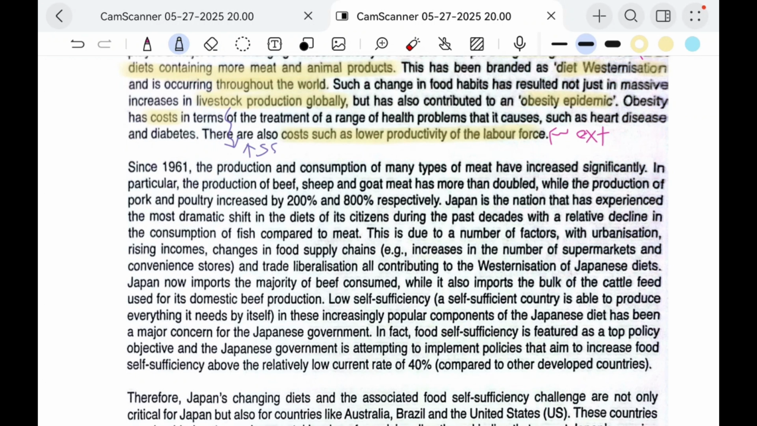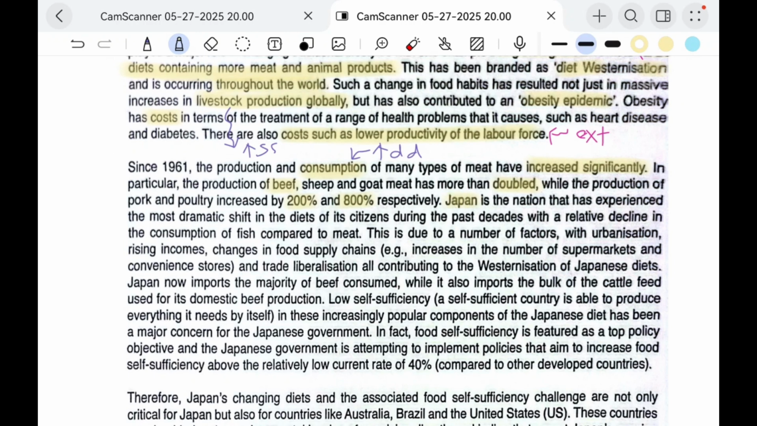Okay, so since 1961, the production and consumption of many types of meat have increased significantly. Okay, so when they talk about increased consumption, you can also be reminded that this is increase in demand, in case they ask you about demand supply factors. Okay, in particular, the production of beef, sheep, and goat meat has doubled, while the production of pork and poultry increased by 200 and 800%. Pretty significant.